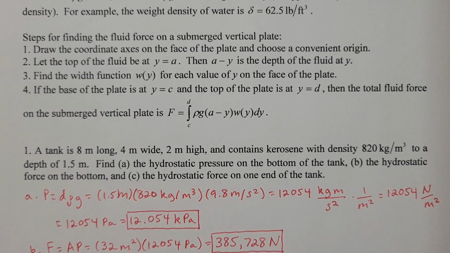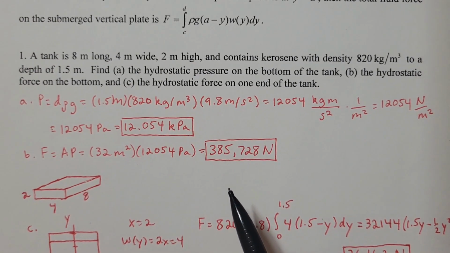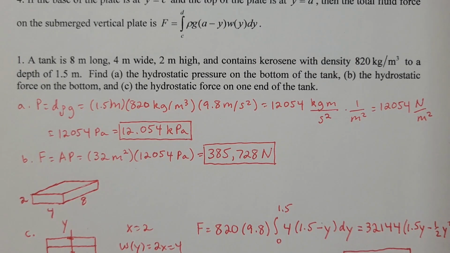Okay, so let's take a look at an example. Problem 1: a tank that is 8 meters long, 4 meters wide, and 2 meters high contains kerosene with a density of 820 kilograms per cubic meter to a depth of 1.5 meters. So it's not completely full. Find in part A the hydrostatic pressure on the bottom of the tank.